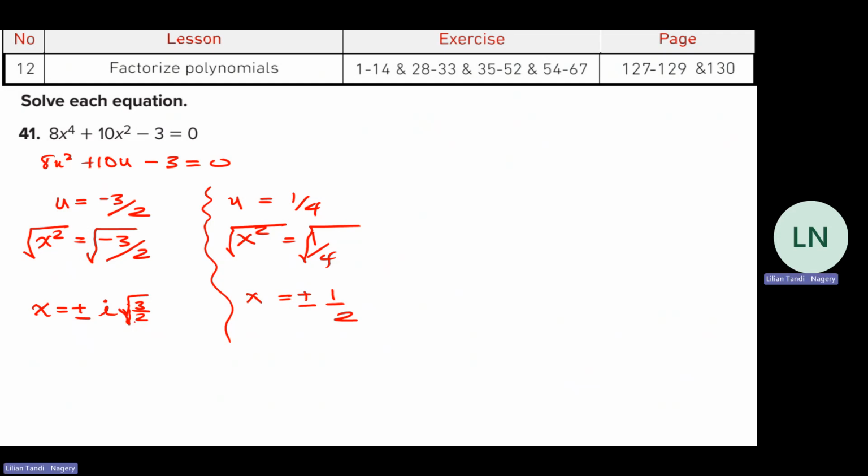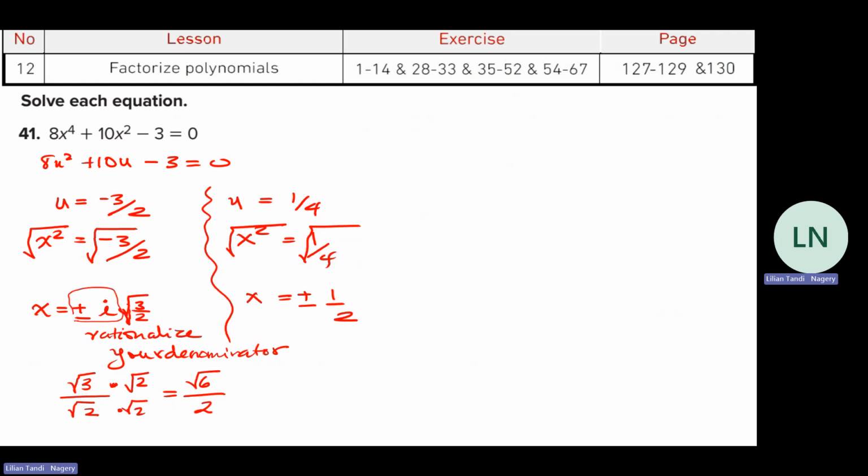Now, you cannot have a square root at the bottom. Remember that. A square root cannot be at the bottom, so you need to rationalize your denominator. What does that mean? You're going to do 3 over 2 like that, and you're going to multiply by the square root of 2. That's what rationalizing the denominator means. Remember, we cannot have a square root at the bottom. So this will be square root of 6 over 2. And remember, you have the i, I just didn't use it here.